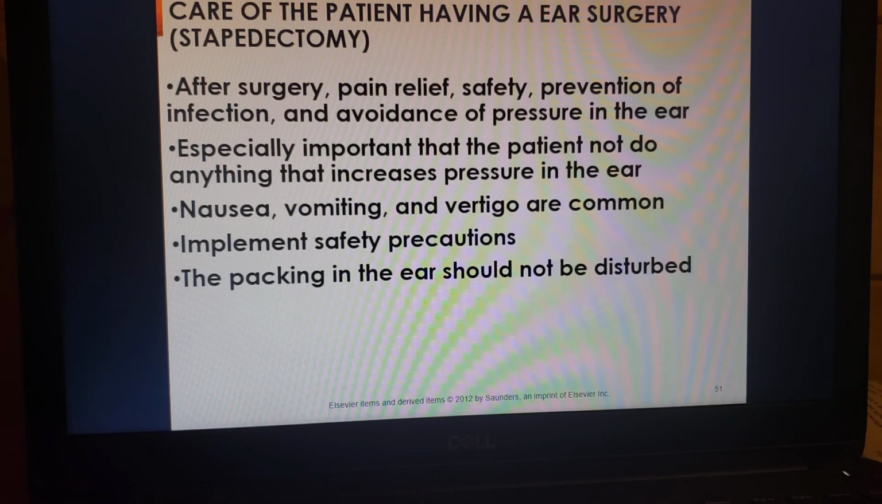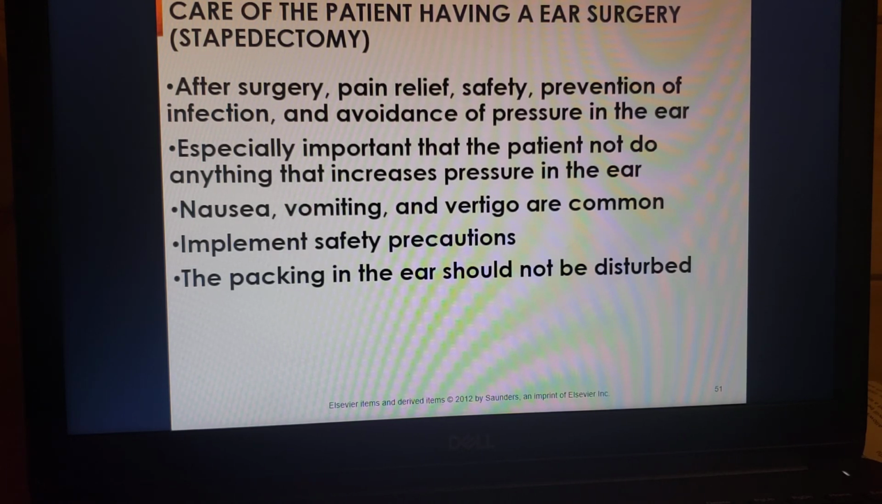Just to go over safety precautions, you want to make sure you raise the side rails. You want to look in on the patient frequently. Assist the patient to the bathroom due to the balance being affected. Again, dizziness, vertigo, and ataxia are all symptoms, and so we want to implement safety measures to prevent harm to the patient.